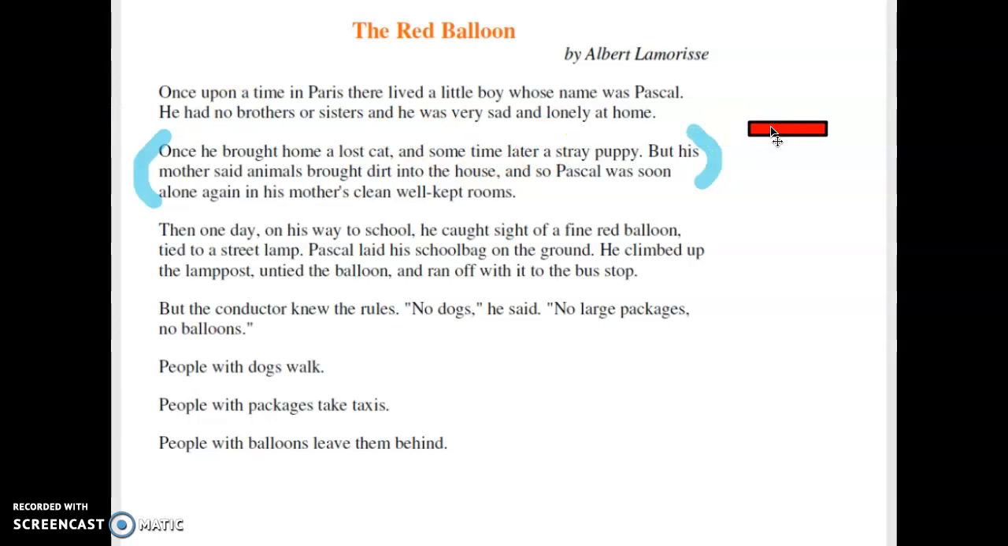As I read this part, that he brought home a cat and a stray puppy because he was sad and lonely, but his mom said that animals were dirty and so she made him get rid of them, I felt like that was a very unhealthy relationship. Poor little Pascal, he's lonely and sad and he's only a child. He sounds like he wants a friend, but his mom will not allow him to have one because they are dirty.